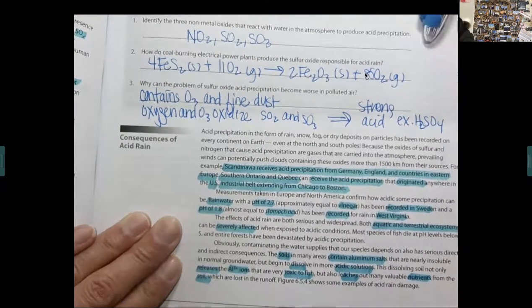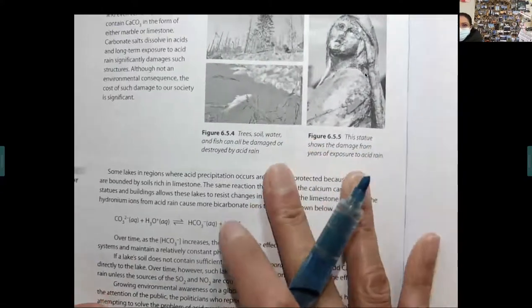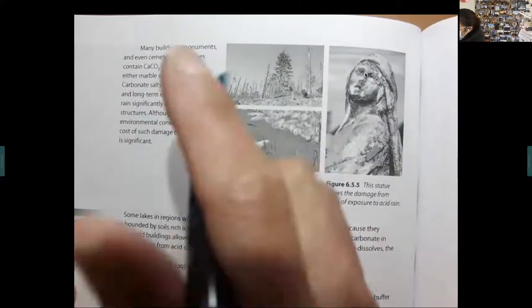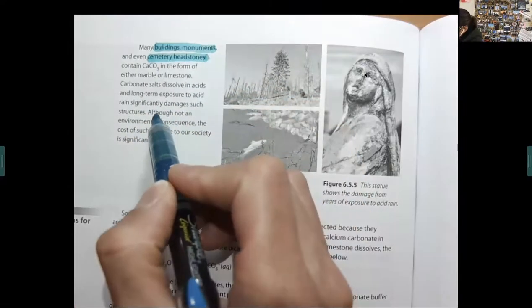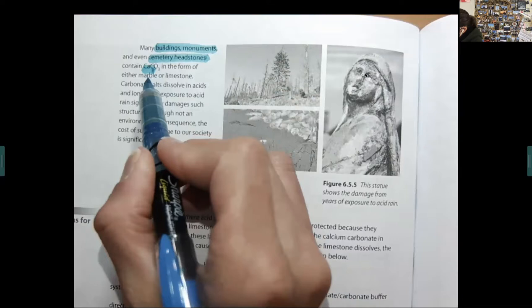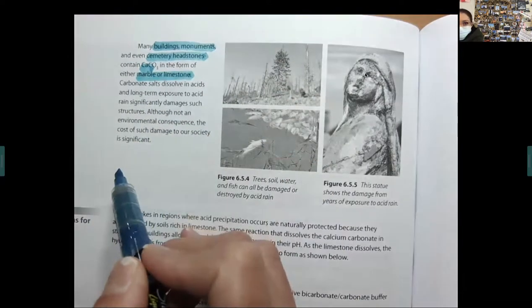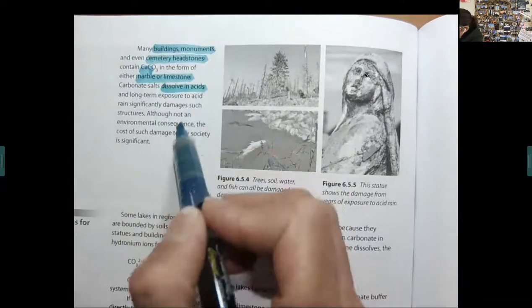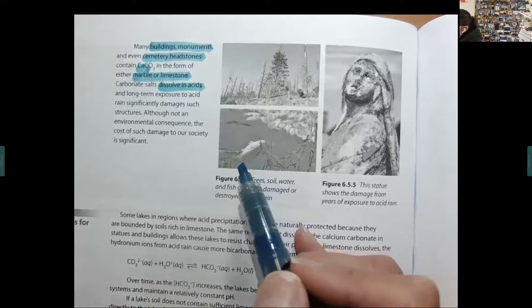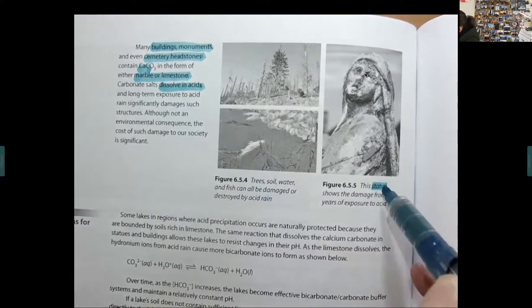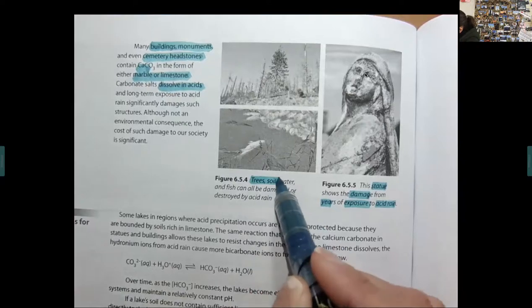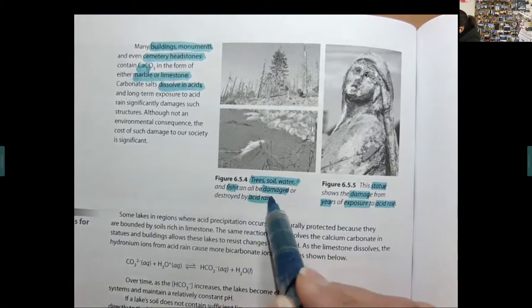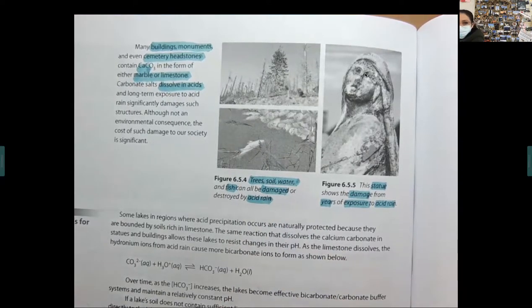And then if you take a look at page 436 here, this is some of the damage caused by acid rain. So a lot of buildings, monuments, cemetery headstones that contain calcium carbonate in the form of marble or limestone dissolve in acids. So that's going to damage the structure. As you can see here, this statue has damage from years of exposure to acid rain. Here are trees, soil, water, and fish that can be damaged and destroyed by acid rain.